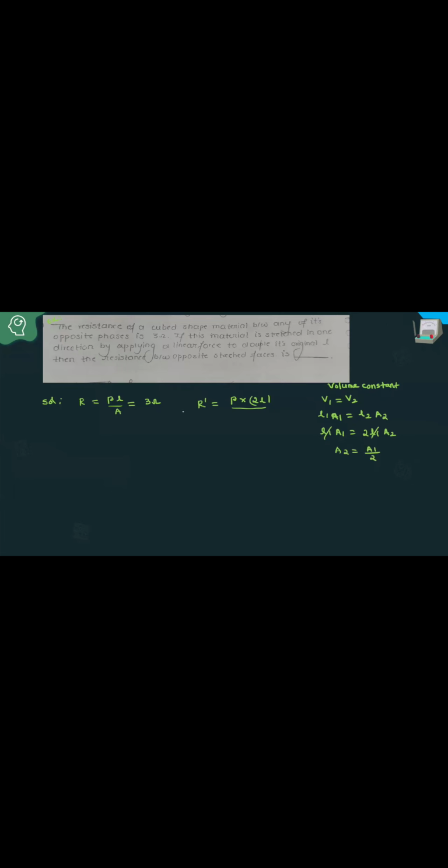Now you have to substitute. The area is half. Then what is R dash equal to? This 2 goes to the numerator, giving 4 into rho L by A. So R dash equals 4 into rho L by A, which is 3. This is equal to 12 ohms. This answer is 12 ohms.